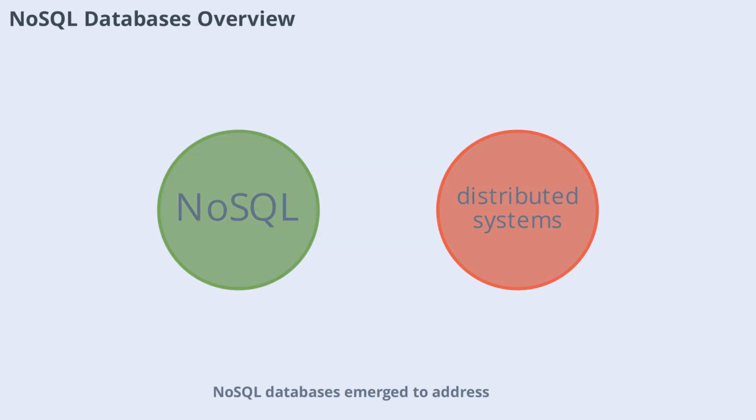NoSQL databases emerged to address the limitations of traditional relational databases. The term NoSQL stands for "not only SQL," highlighting their flexible approach to data storage. NoSQL databases can handle a wide variety of data types, including documents, key-value pairs, graphs, and columns. They're designed for scalability, allowing them to manage huge volumes of data across distributed systems. Popular NoSQL databases include MongoDB, Cassandra, and Redis.